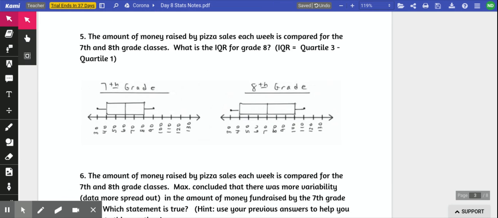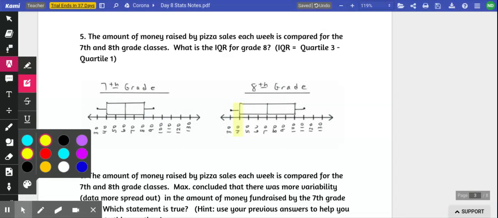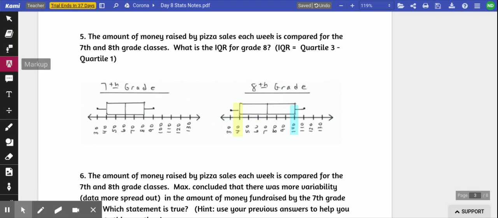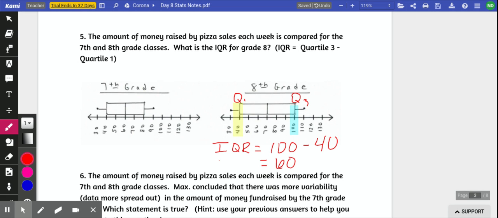Number 5, now we want to determine the IQR for grade 8. So again, I want to locate first vertical line segment, which tells me my quartile 1, and my third vertical line segment, which tells me my quartile 3. And I simply need to subtract those two values. So the quartile 3 for grade 8 is 100, and quartile 1 for grade 8 is 40. So I had to subtract 100 minus 40, which gives us 60. So the IQR for grade 8 was equivalent to 60.